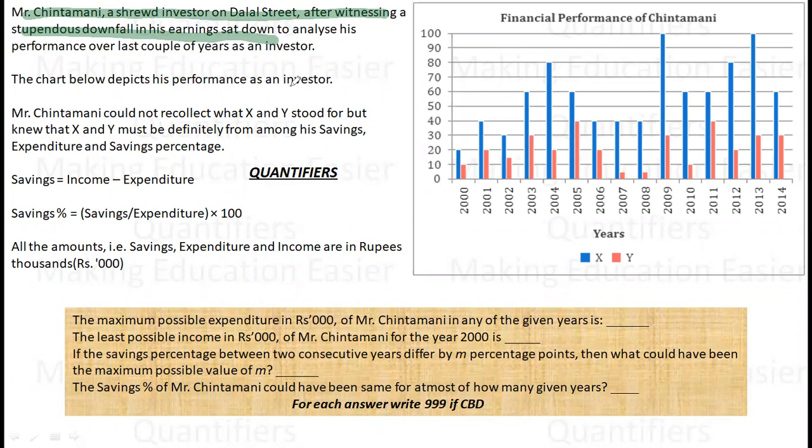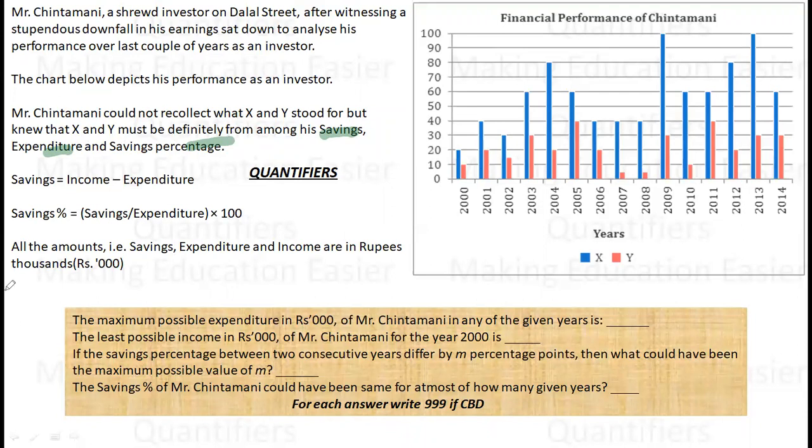So the chart below depicts his performance as an investor. So this is the chart, and here he has analyzed his performance. He could not recollect what was X and what was Y. He doesn't know what the two bars X and Y denote, whether both are expenditure, savings, or saving percentage. So this is definitely something among saving, expenditure and saving percentage, but we don't know which is which yet.